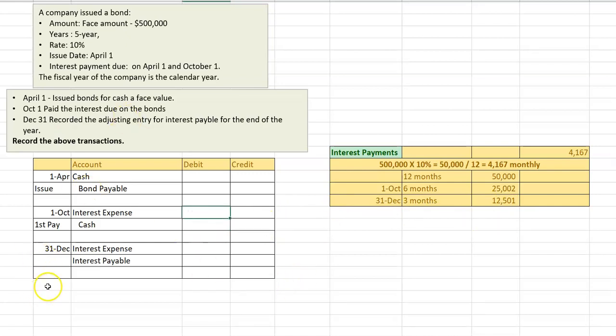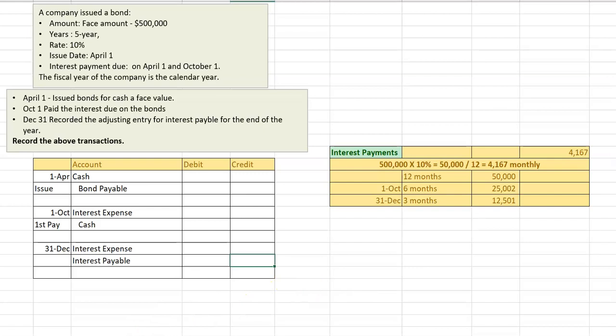Now at the end of the year, they have to do adjustments so they can show the interest expense for this year, and that's for 3 months. So half of the 25,000 is 12,500. That will allow you to figure it out for the end of the year, and that is at par. That's straightforward. There's no premium or no discount.